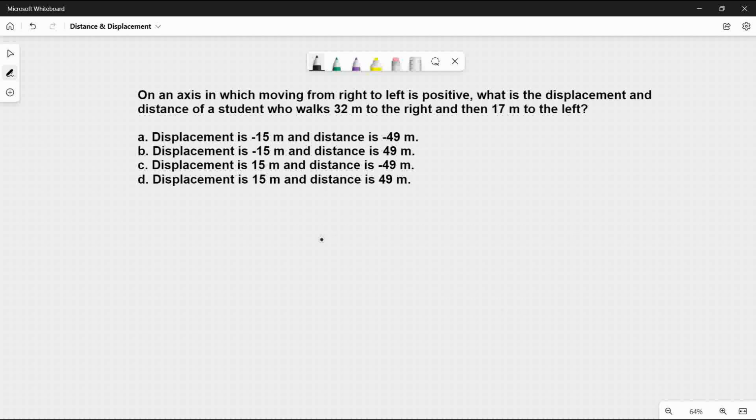On an axis in which moving from right to left is positive, what is the displacement and distance of a student who walks 32 meters to the right and then 17 meters to the left? So let's go ahead and draw it first. So moving from right to left is positive, so that means the other way around is negative.